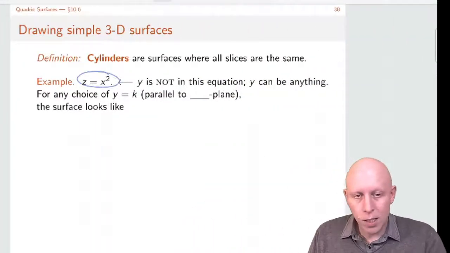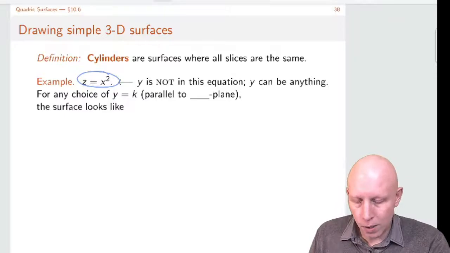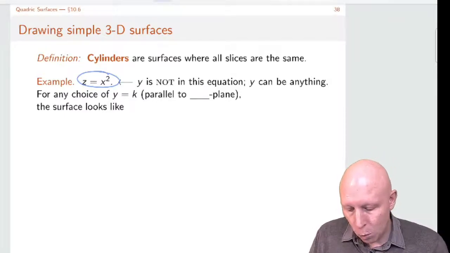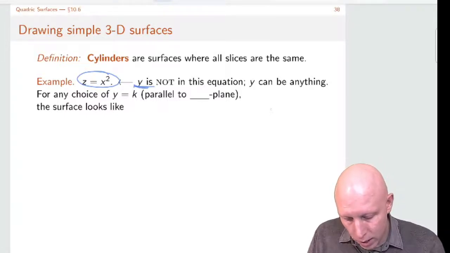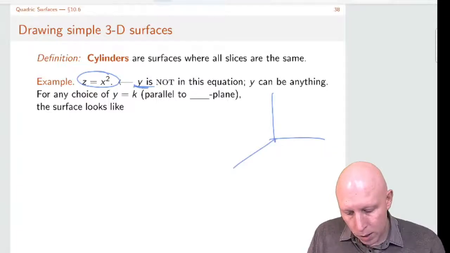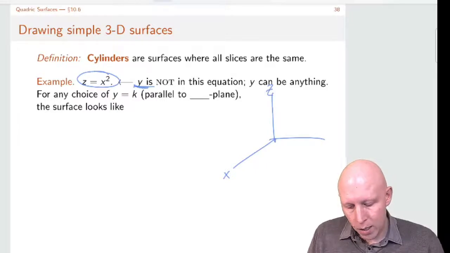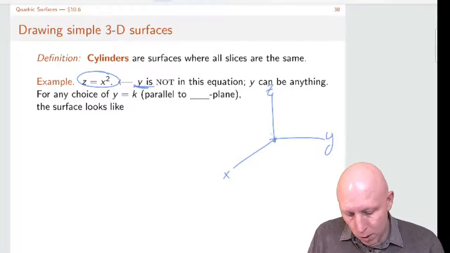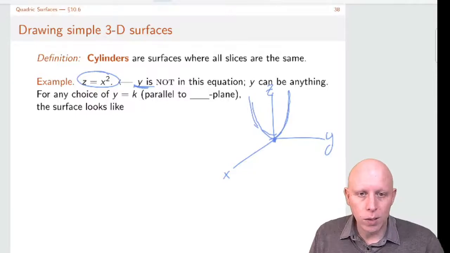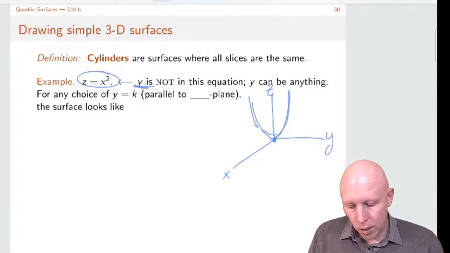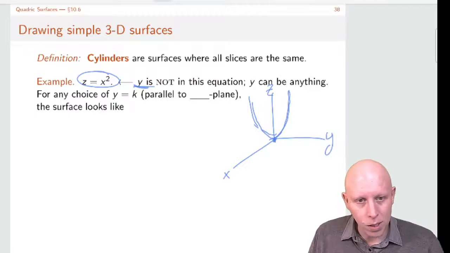We have z is equal to x squared. Okay, so just like before, we're missing a variable. Y is not in this equation, so y can be anything. So let's draw a picture. We have the x and then the z coordinates. And if we're just looking at x and z, and we look at what happens when y is equal to 0, then we have a picture, z is equal to x squared. So when y is equal to 0, it looks like that.